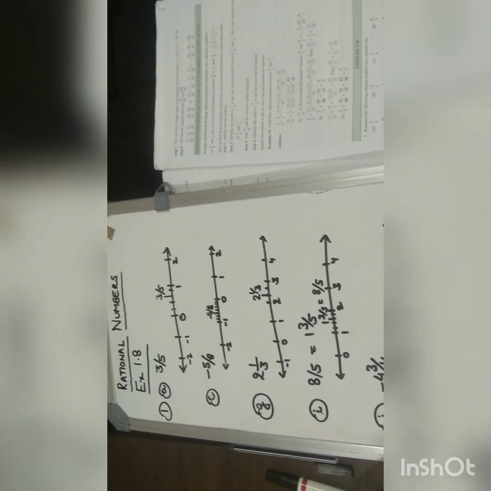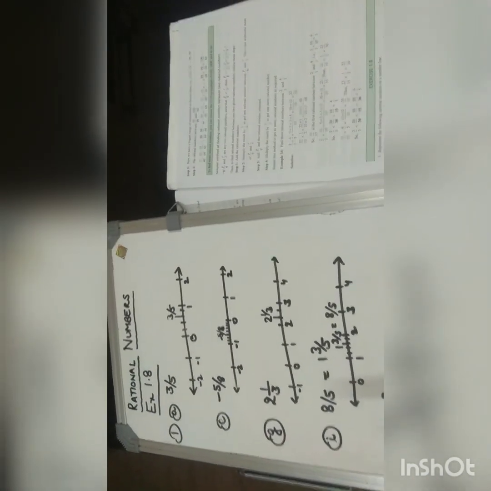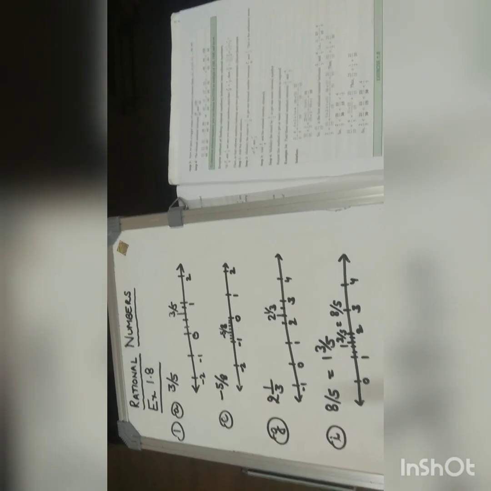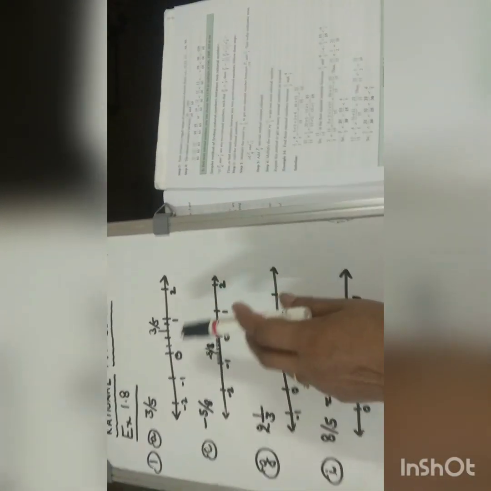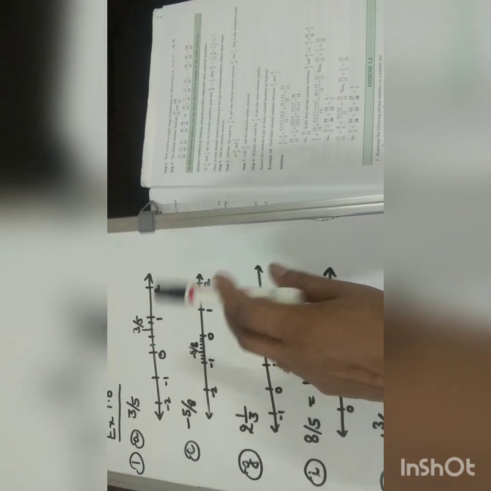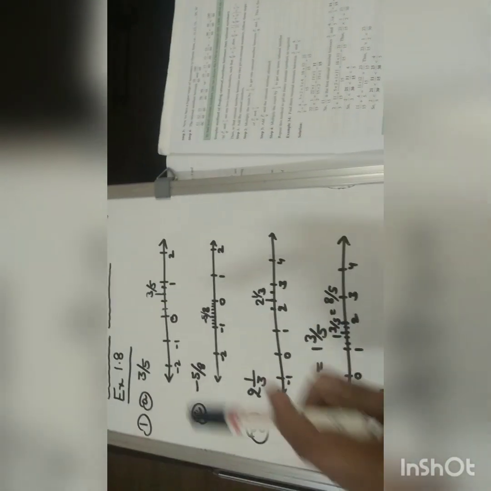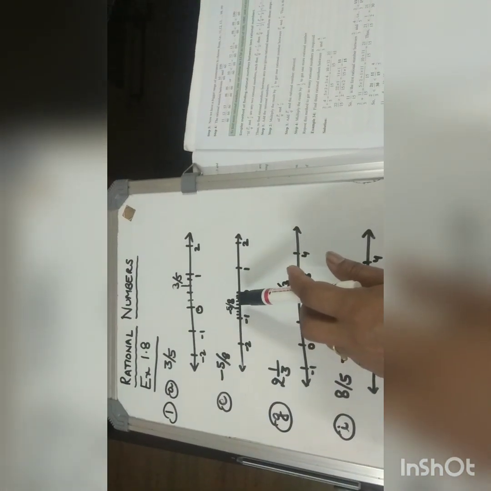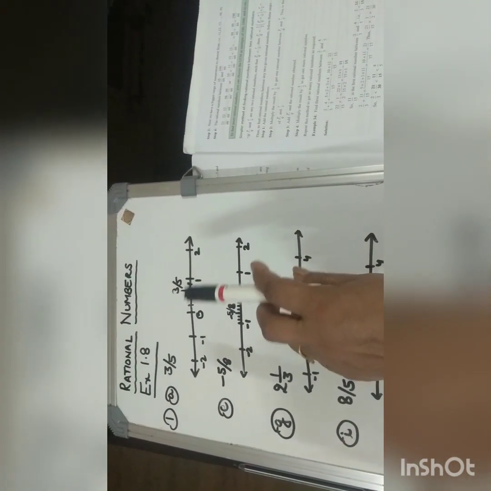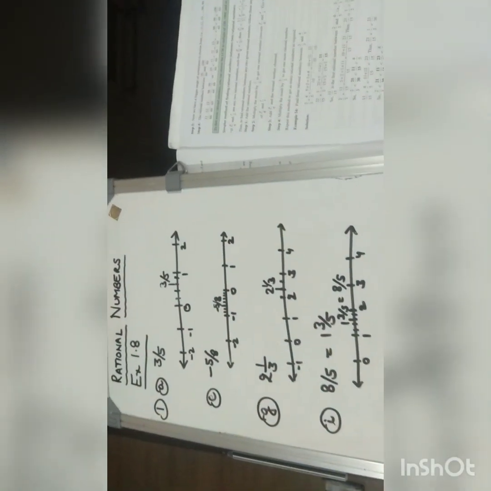Now children, we will do exercise 1.8. I am doing question number 1a. Question 1a says 3 by 5. Now 3 by 5 means it is less than 1 obviously. So draw the number line from 0 to 1. Just see, divide that portion into 5 equal portions. Now from 0 start counting: 1, 2 and 3. So 3 by 5 will be there. I hope it is clear.